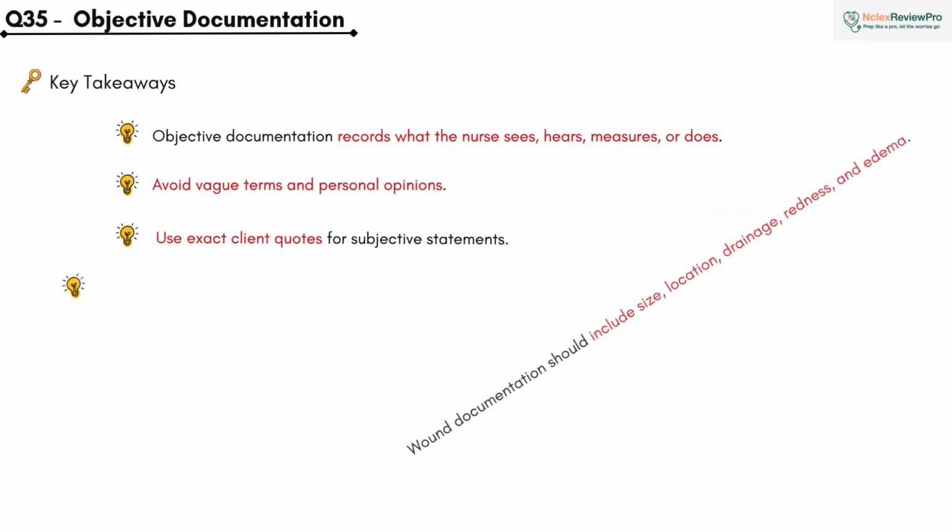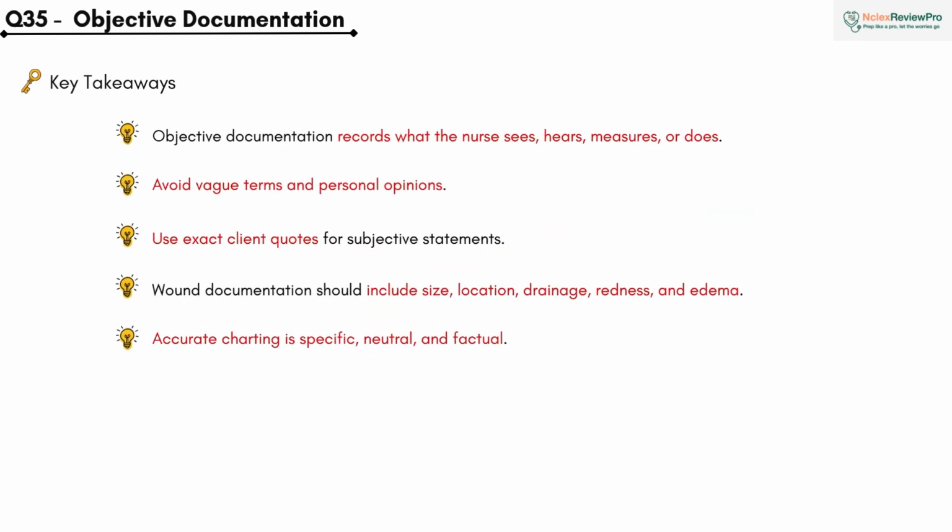The key takeaway is this. Objective documentation records what the nurse sees, hears, measures, or does. Avoid vague terms and personal opinions. Use exact client quotes for subjective statements. Wound documentation should include size, location, drainage, redness, and edema. Accurate charting is specific, neutral, and factual.